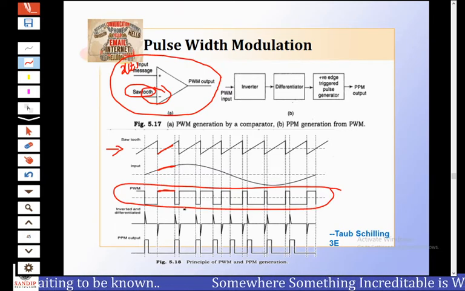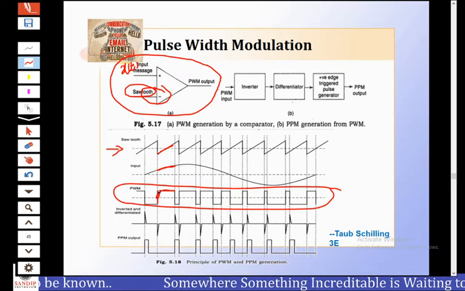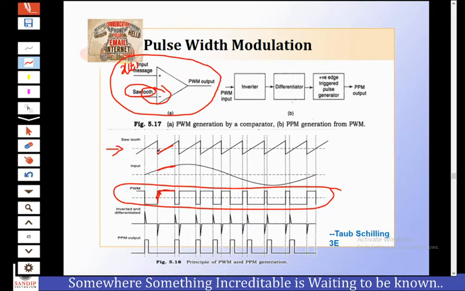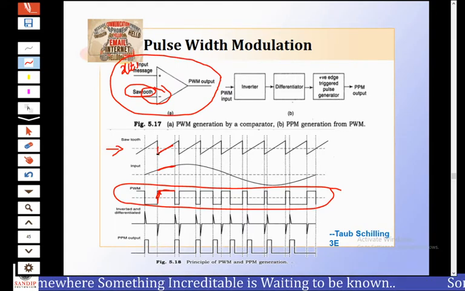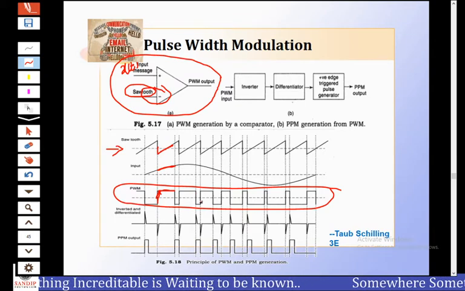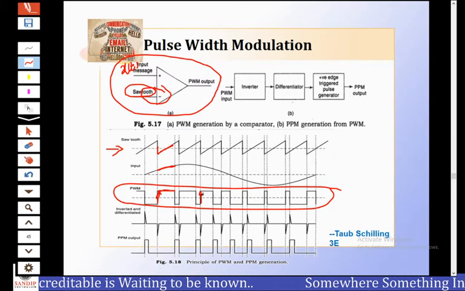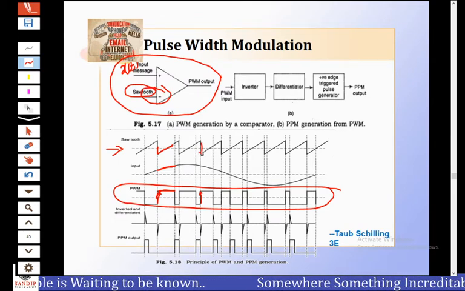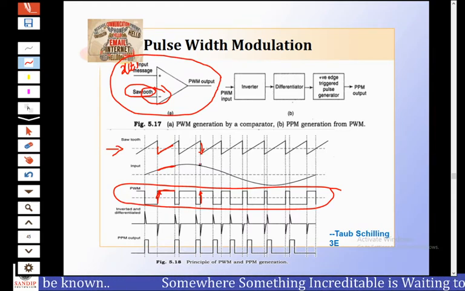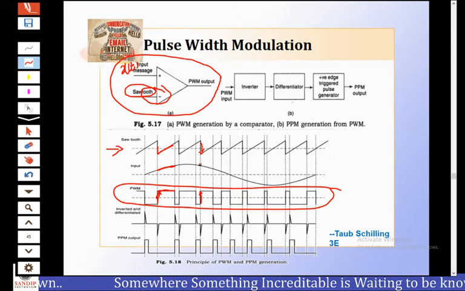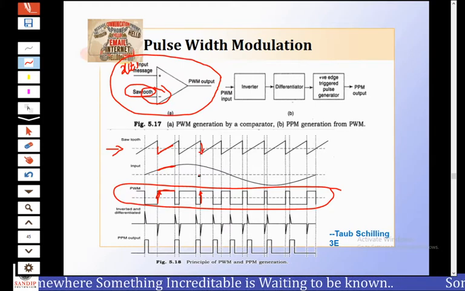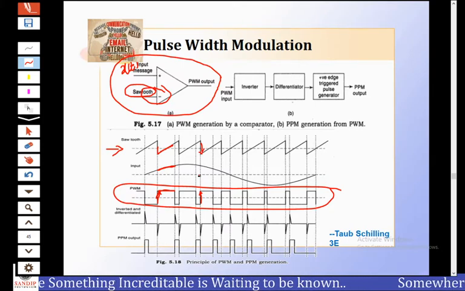Note that the leading edge of the PWM waveform coincides with the falling edge of the ramp signal. Now observe here in this signal, this is the leading edge of the PWM signal and this is the falling edge of the ramp signal. So note that the leading edge of the PWM waveform coincides with the falling edge of the ramp signal. Thus the leading edges of the PWM signal are always generated at fixed time duration.